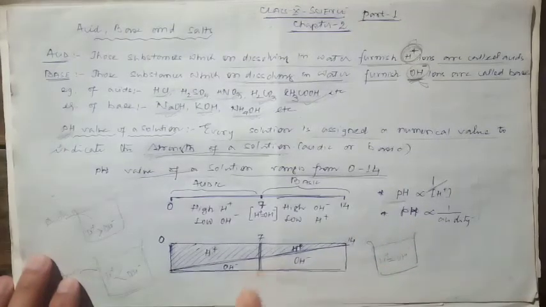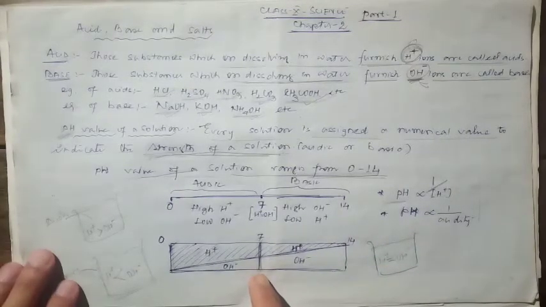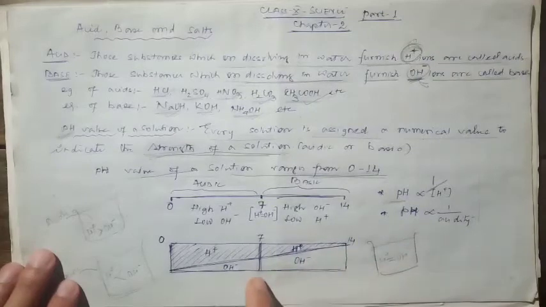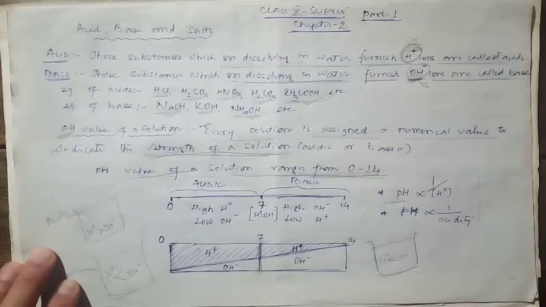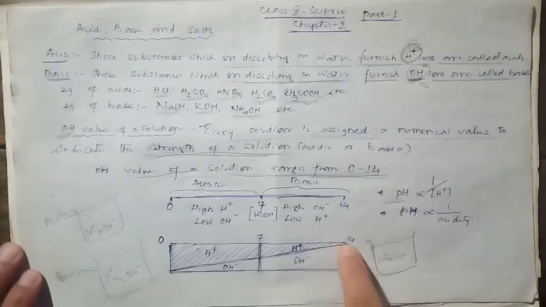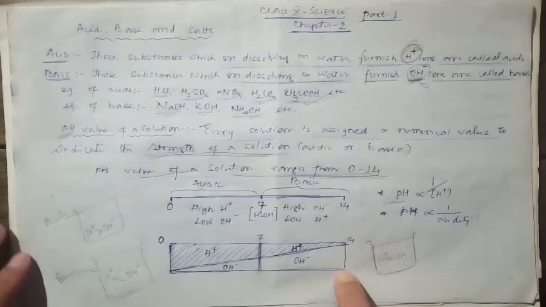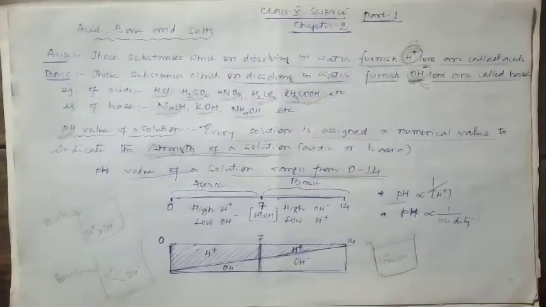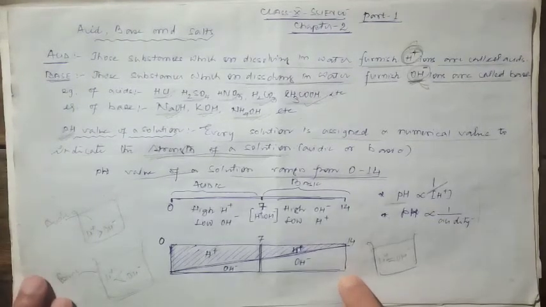The solution is neutral. If you keep on moving towards the right side of the scale, you will see the shaded region goes on decreasing and the unshaded region goes on increasing. It means H plus concentration is decreasing and OH minus quantity is increasing. So at the extreme right end of the scale, we have a pH value of 14, where you can see the unshaded region is the highest and shaded region is almost negligible. That means H plus quantity is negligible and OH minus quantity is present in excess. So the solution is basic.